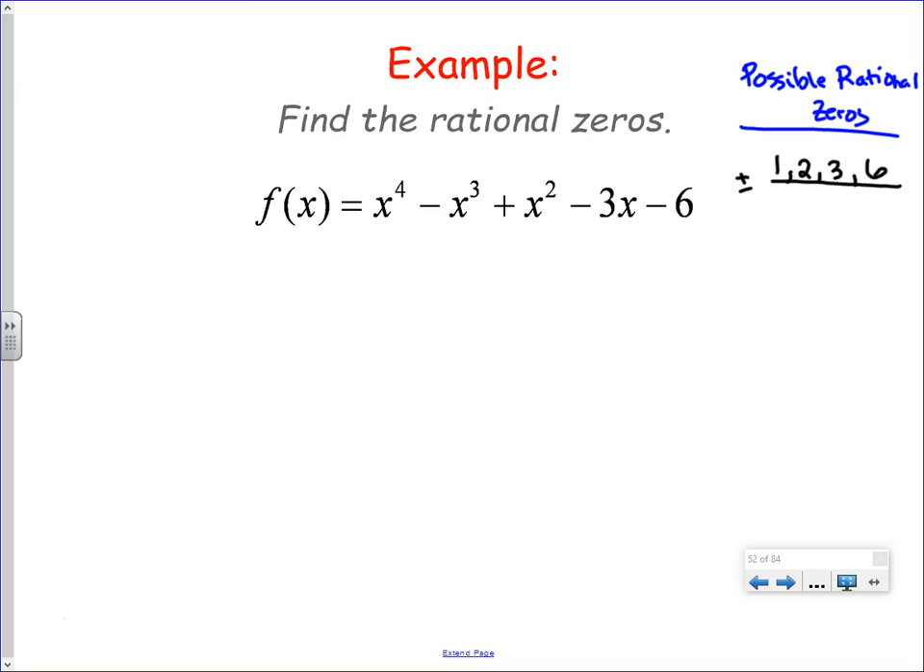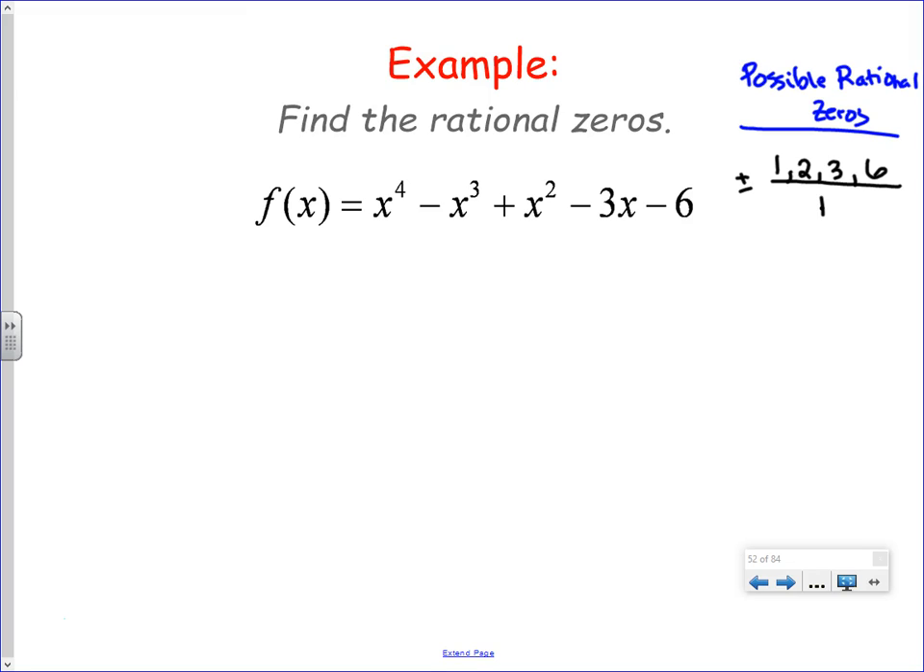So 1 goes into 6, 2 goes into 6, 3 goes into 6, 6 goes into 6. The nice whole number factors of 6. What do you think the prime factorization of 6? No, not just the prime factors. All the factors. Who's the leading coefficient, guys? 1. That's it?